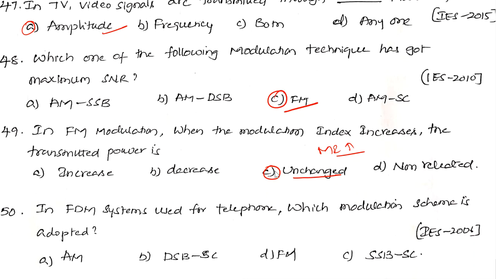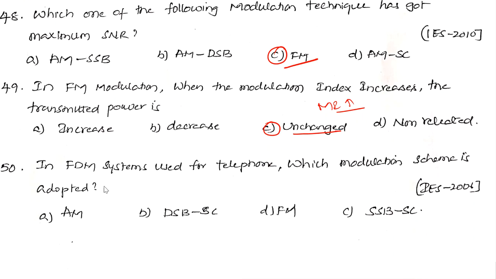And the last question for this session is, in FDM systems used in the telephone, which modulation scheme is adopted? The options are AM, DSB-SC, and so on. Sorry, it is not FM, it is SSB-SC. So option C will be the right answer for this question.